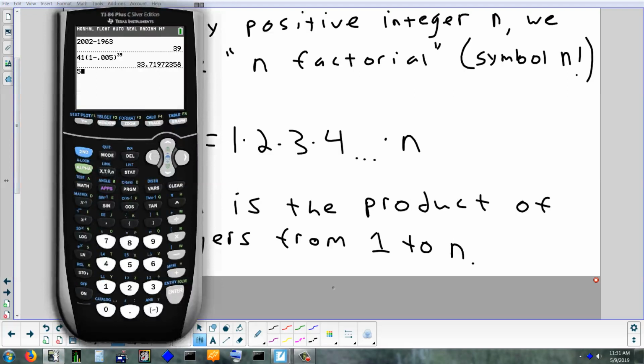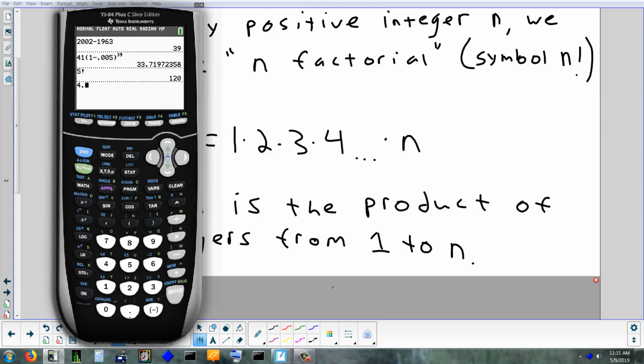So 5, I think it's under math, number, nope, it's under probability. If you go to math and you go to probability, the exclamation point is the fourth one down. So this is going to give me 5 times 4 times 3 times 2. Let's just see what it would be. 5 times 4 is how much? 20 times 3, and then times 2. 120. So 5 factorial is 120.